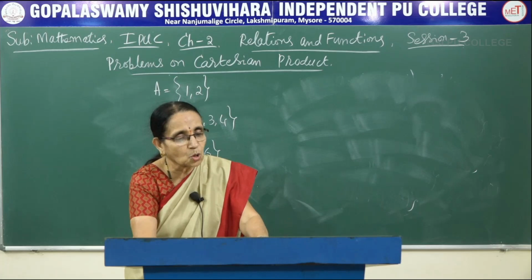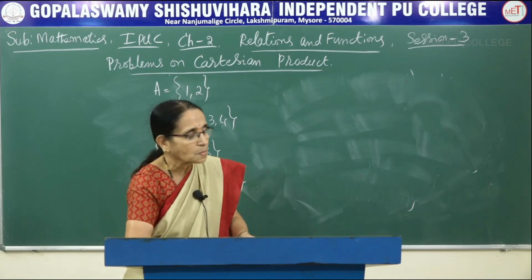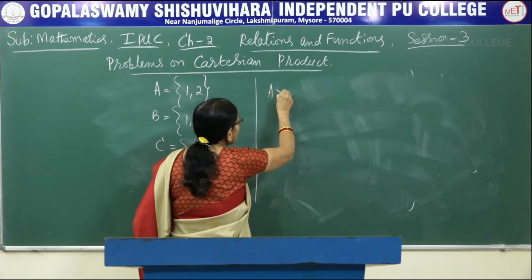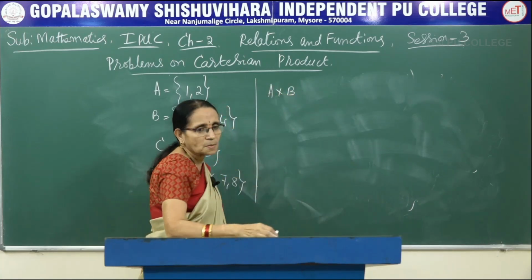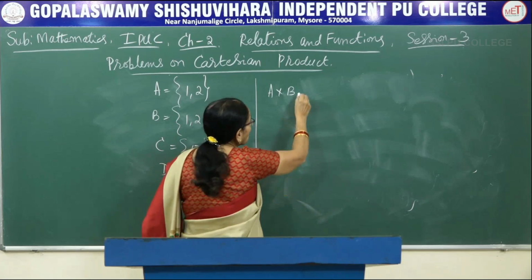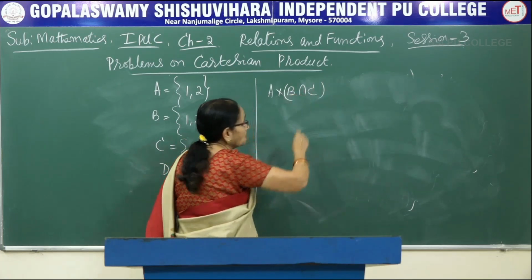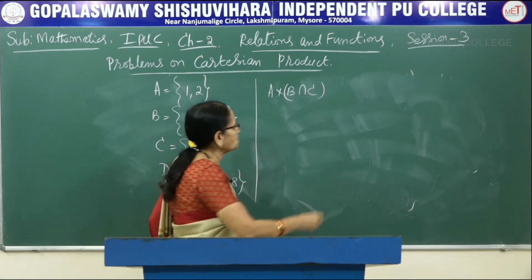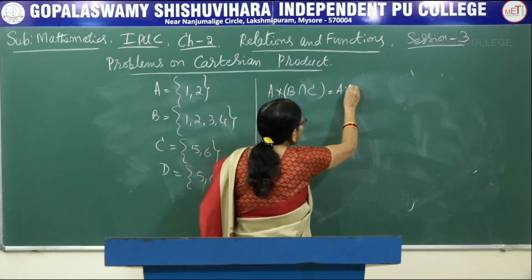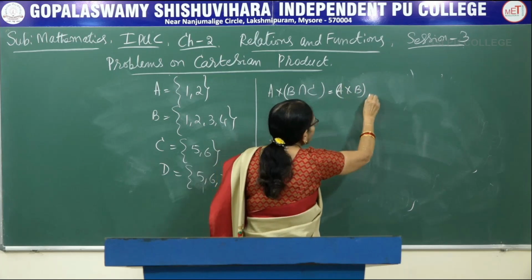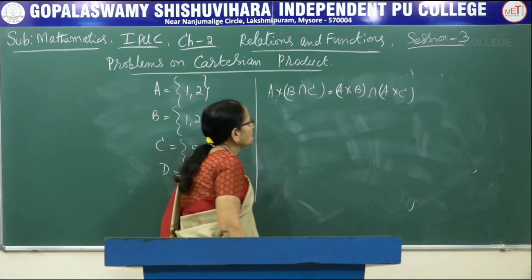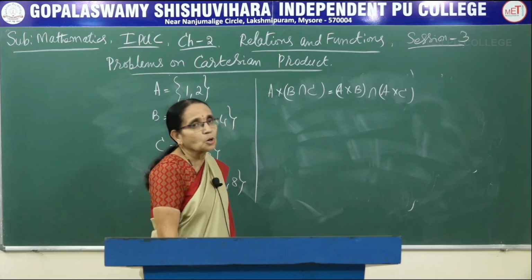What you have to do in this problem is prove or verify A cross B intersection C. You have to prove this result. A cross B intersection C is equal to A cross B intersection A cross C. This is like a distributive property.